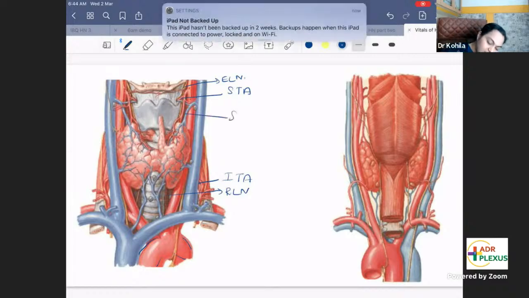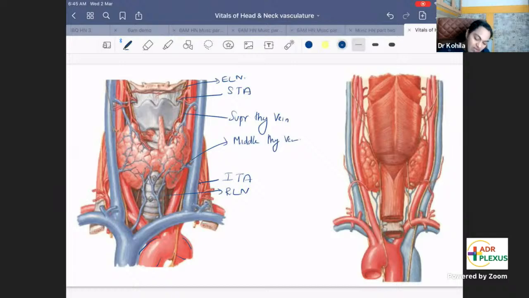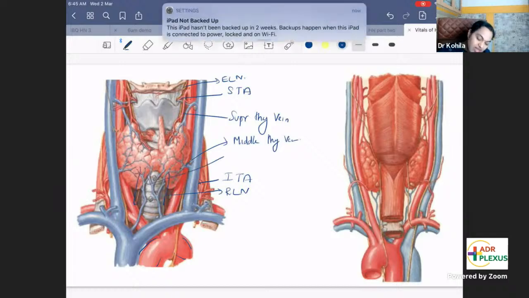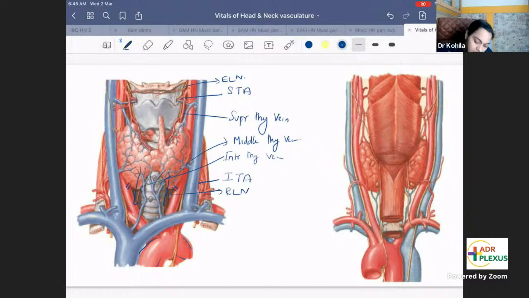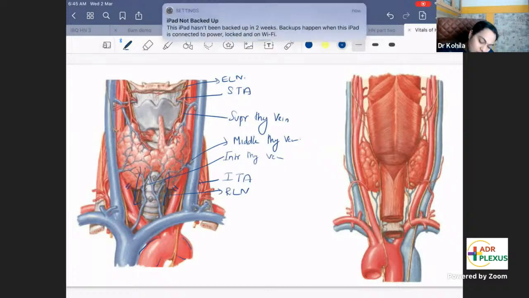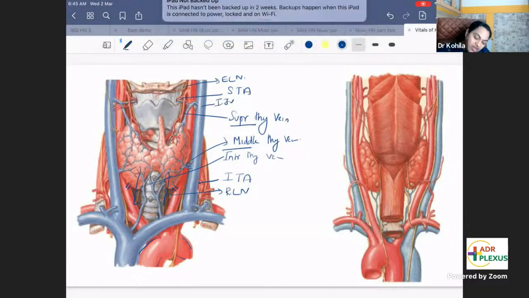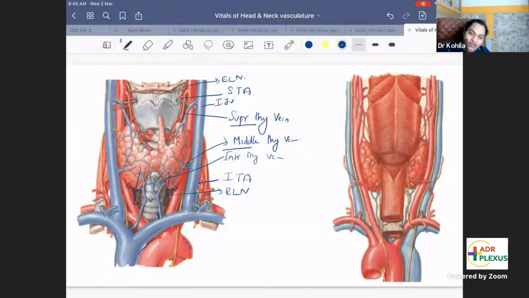Identify the veins. This is the superior thyroid vein. You can see the middle thyroid vein. Where are the inferior thyroid veins? Can you see? The inferior thyroid veins are located here. What is the fourth vein? I told you, the vein of Kocher, if at all it comes from the lower pole of both the lobes. The superior thyroid and middle thyroid veins open into the IJV. What is happening to the inferior thyroid veins? They go towards the brachiocephalic.